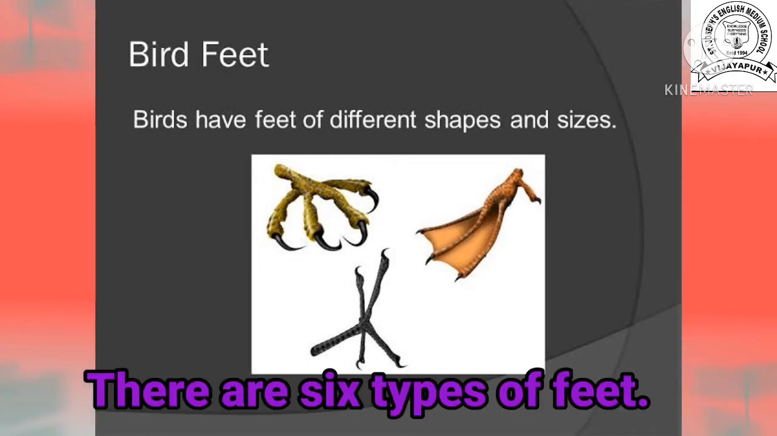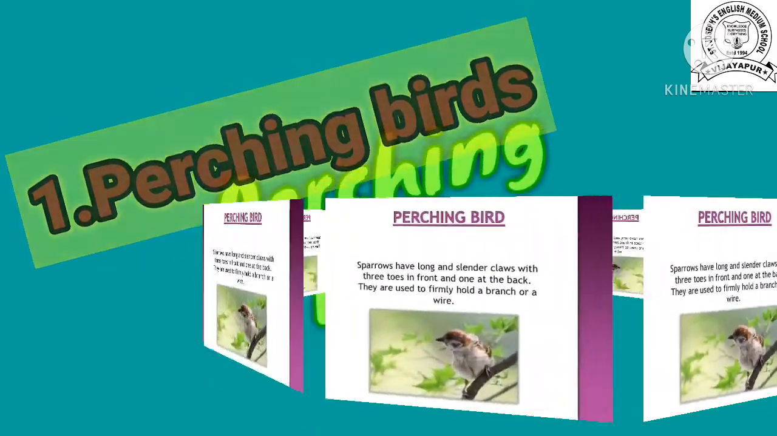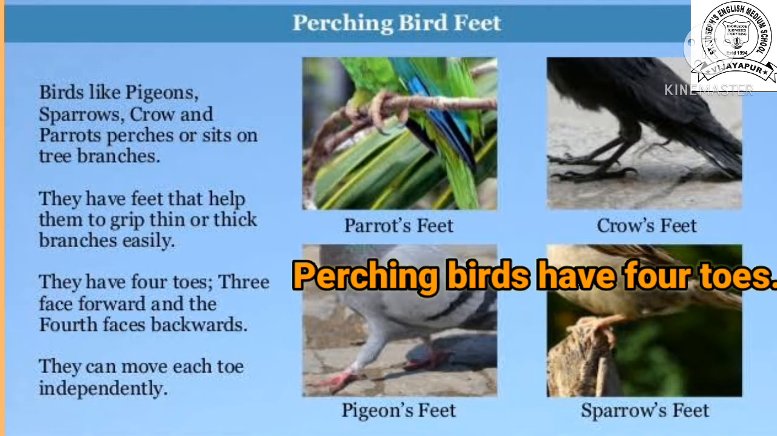So there are 6 types of feet, children. One by one I will explain these different types of feet and birds. So the first one is the perching birds. What is the first one? Perching birds. Most small birds are perching birds, children. Birds like pigeons, sparrows, crows and parrots perch or sit on tree branches. They have feet that help them to grip thin or thick branches easily because they have 4 toes.